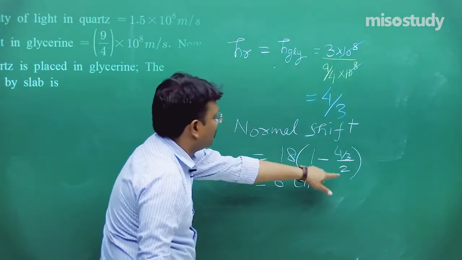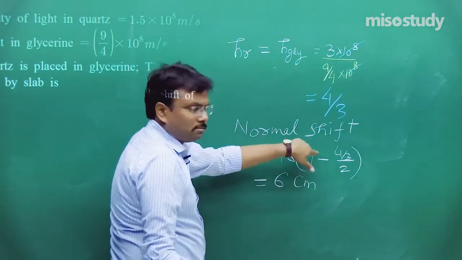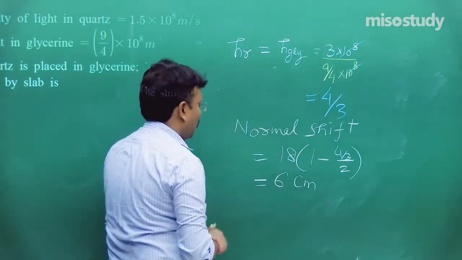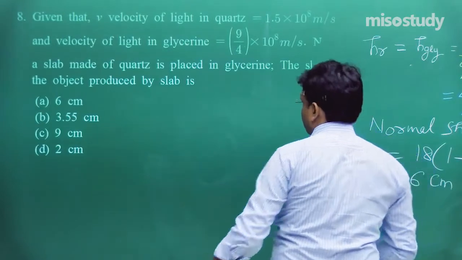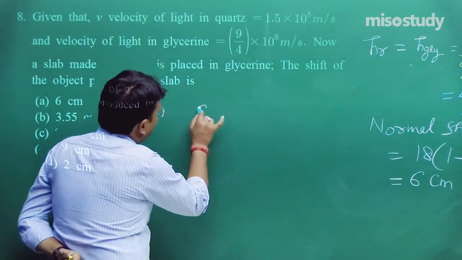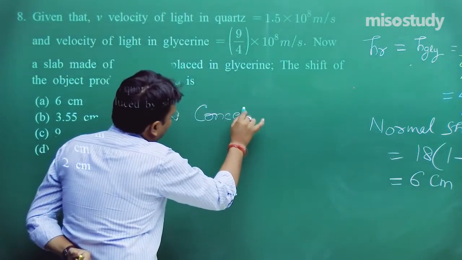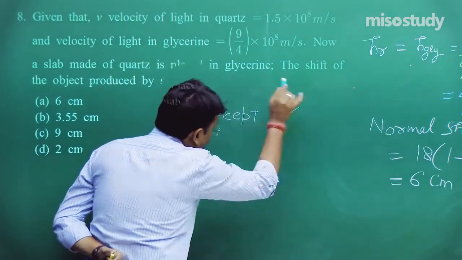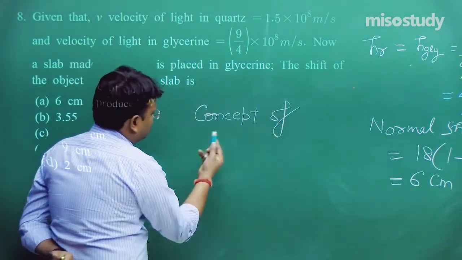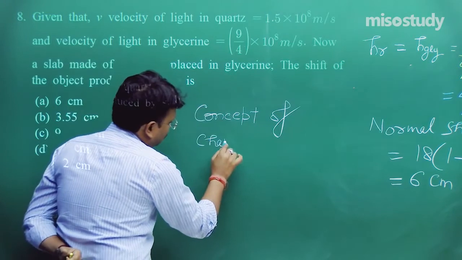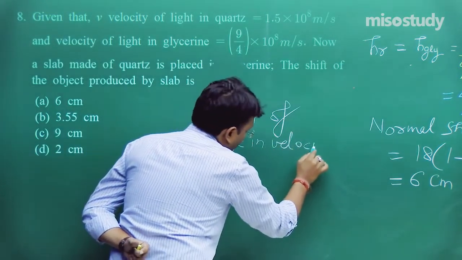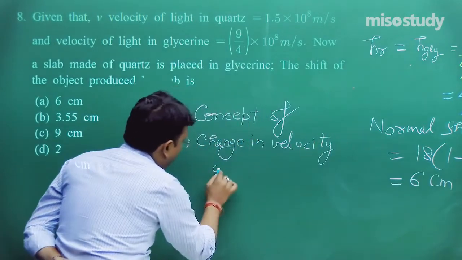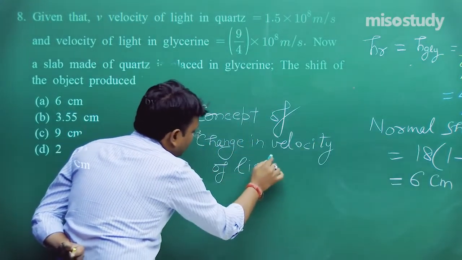You will have to just solve this. Fine. Take this LCM, whatever, and then solve it. So this question was simple, and yes, the concept of change in velocity, obviously of light, velocity of light, that is taking place.